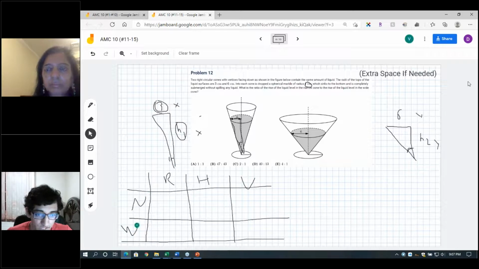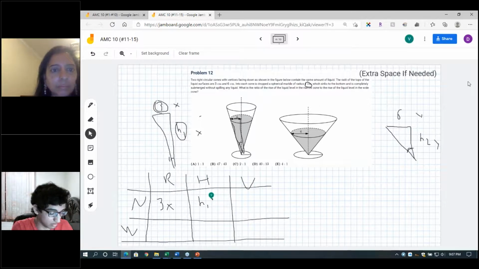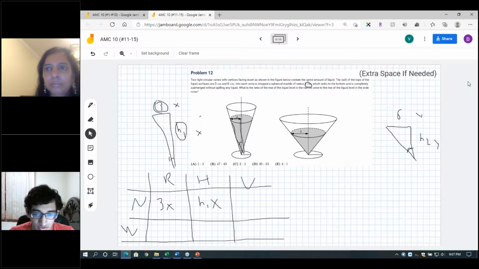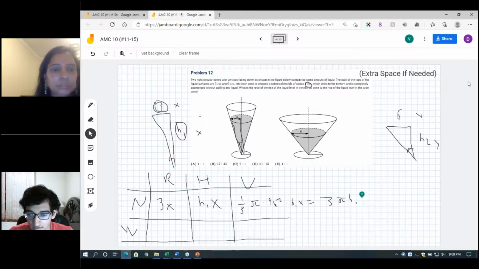Here we have, instead of 3, we have 3 times x. Instead of the normal height, we have h1x. And now using these two, we can again calculate this new volume, which is just 1/3 times pi times 9x squared times h1x, which is just equal to the same as before, 3 pi h1 times x cubed instead.